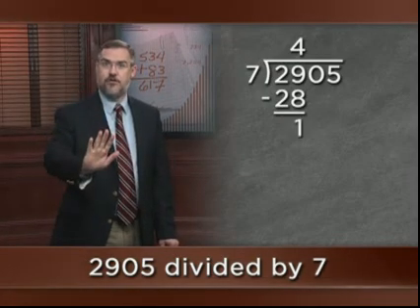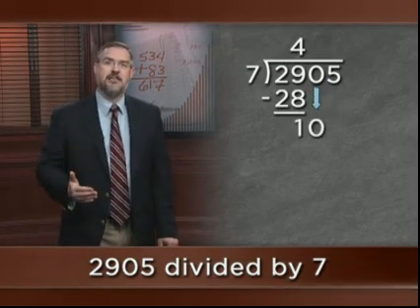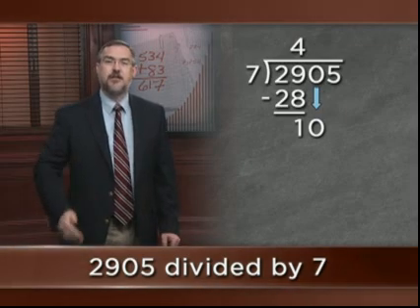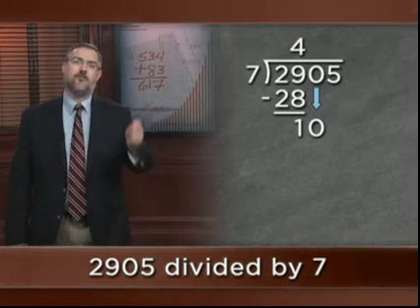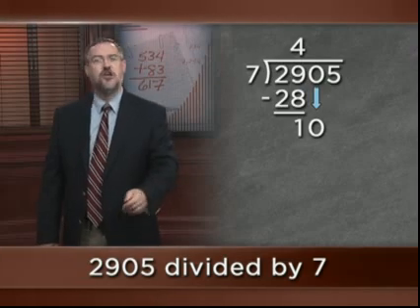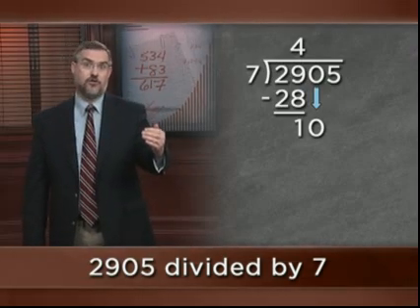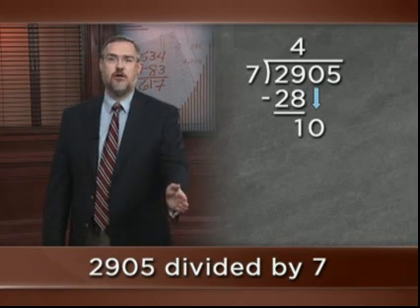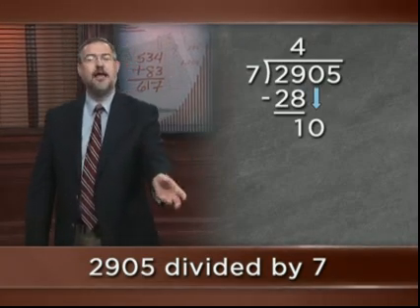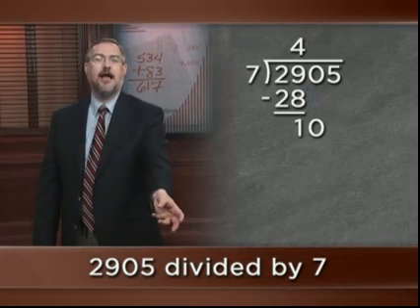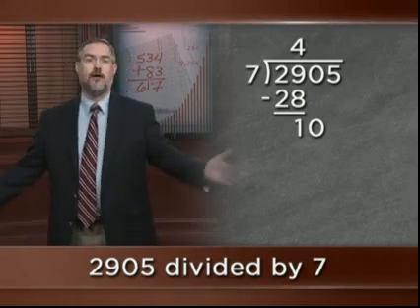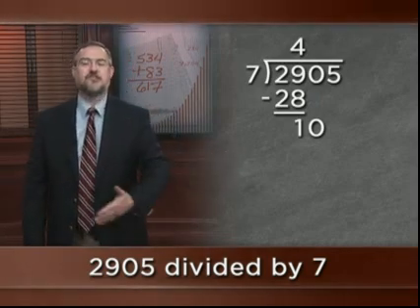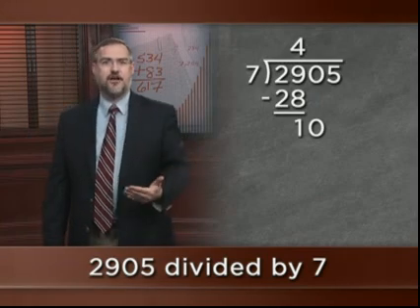So I leave that 1 there, and then I drop down the next digit in the dividend. Now I've already used the 2, and I've already used the 9 in the dividend, so the next digit that I want to drop down, if you will, is the 0. And that's what I drop down. And now at the bottom of my work, I have a 10. No problem at all. And now I'm going to ask the same question that I've asked before.